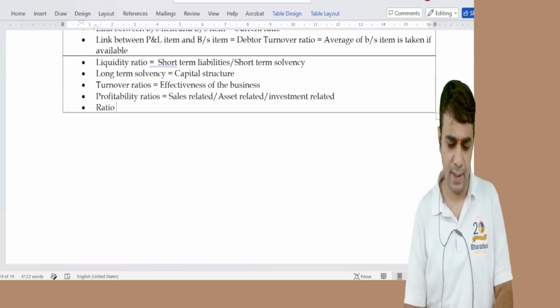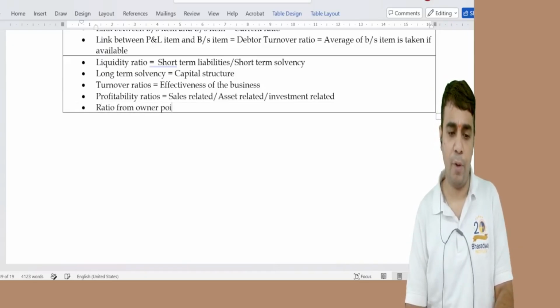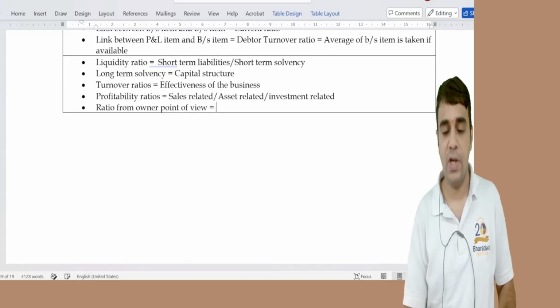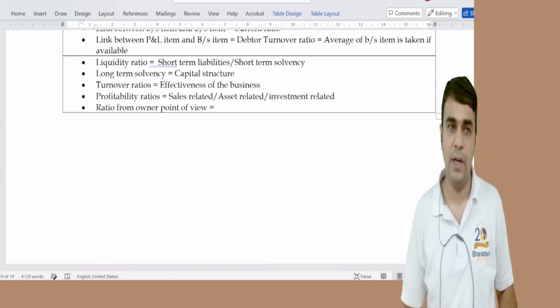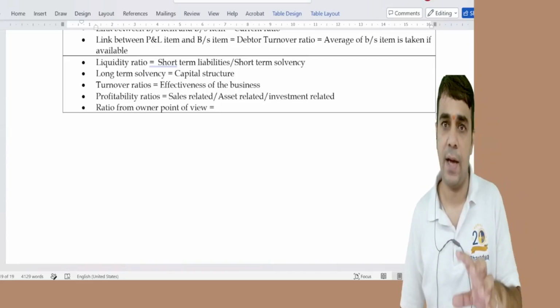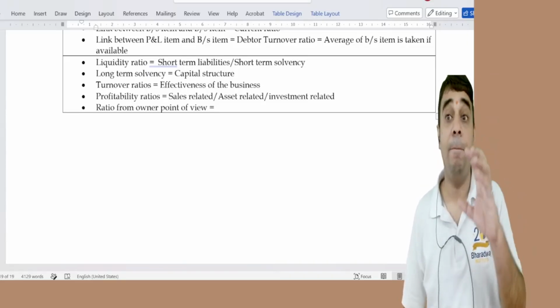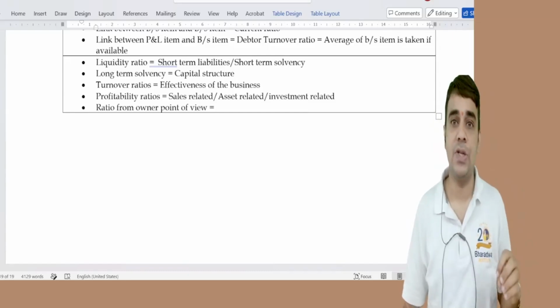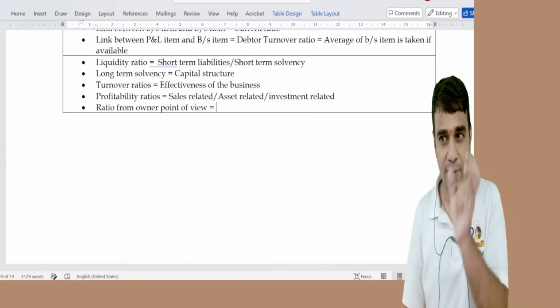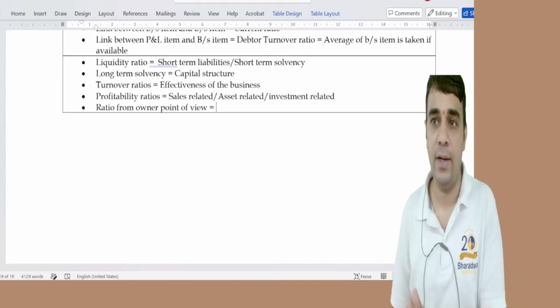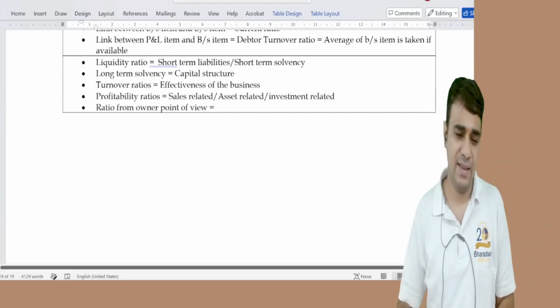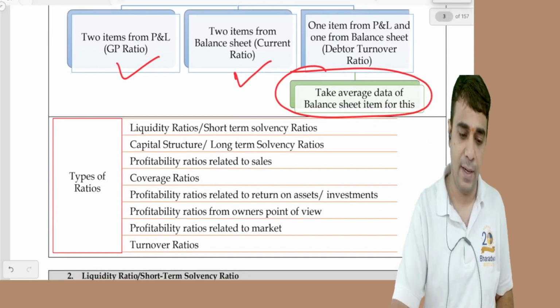Some ratios we calculate from the owner's point of view. Owner is the shareholders' point of view, primarily equity shareholders. We have certain ratios called earnings per share, dividend per share, payout ratio, retention ratio. All these terms I did discuss when I discussed the cost of capital. But ideally, if I had done this first, it would have been clearer. There can be other categories also, but primarily this.